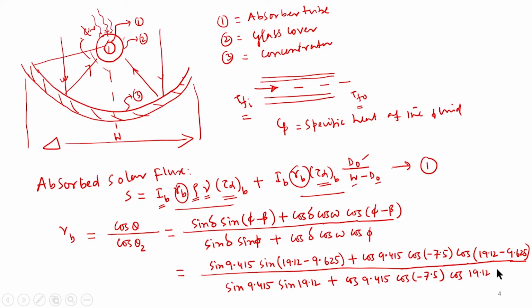So, if we do the calculation, then this RB is found to be 1.0142. So, this is nothing but RB. Now this value is known, and we will use this value of RB in expression 1, which is nothing but the absorbed solar flux. So, use equation 1.